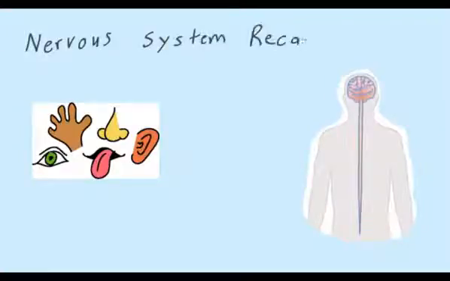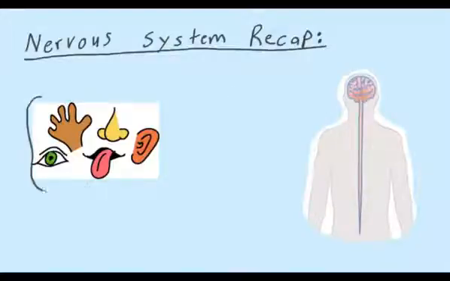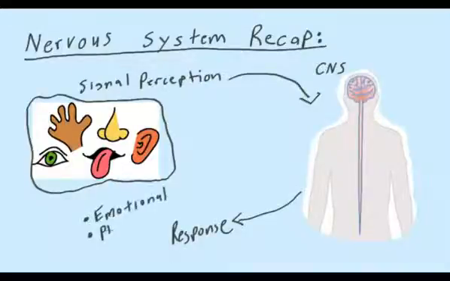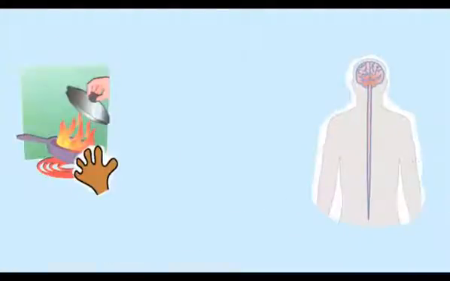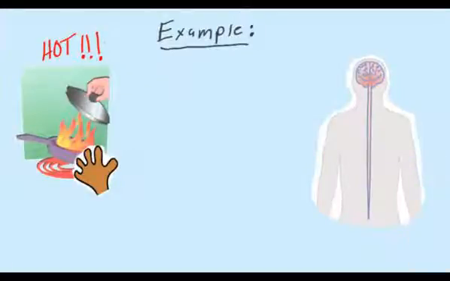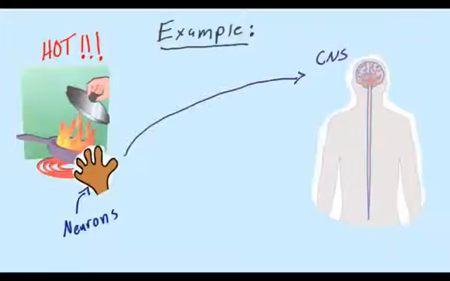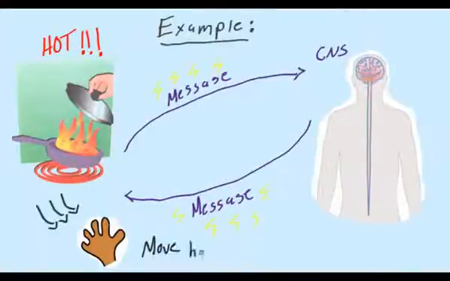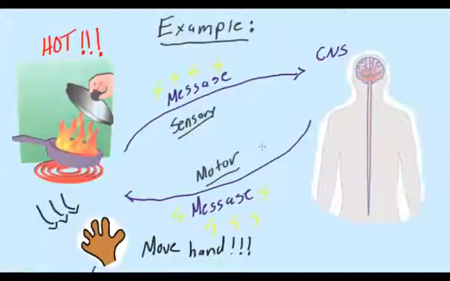So to recap the nervous system, it coordinates messages from the signal perception to the CNS and then back into an emotional, physical, or biological response. For example, when we sense through touch that a pan on the stove is hot, neurons on our hands perceive that message. The message is then directed to our CNS, and then a message is sent back to move our hand away, as you can see here. Neurons that carry impulses or messages to the CNS are sensory neurons. They keep us informed about what's happening inside and outside the body. Neurons that carry impulses from the CNS to other organs are motor neurons.